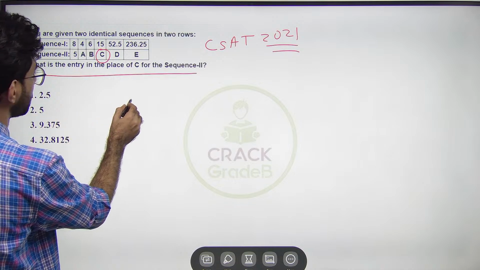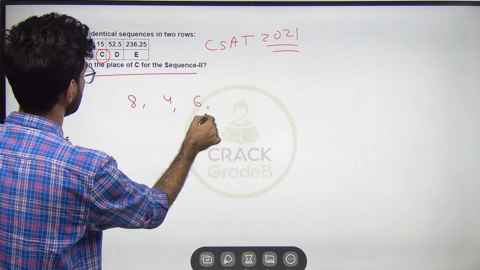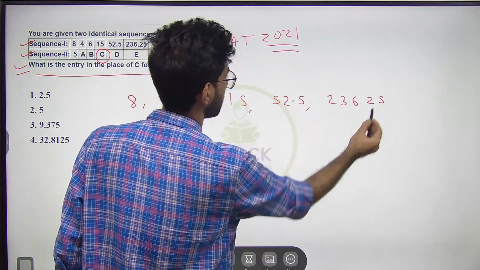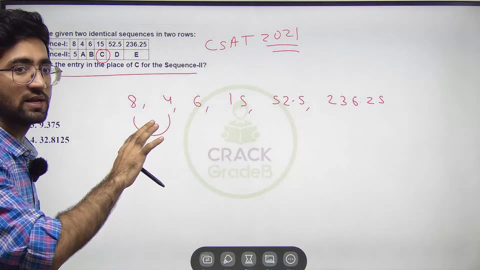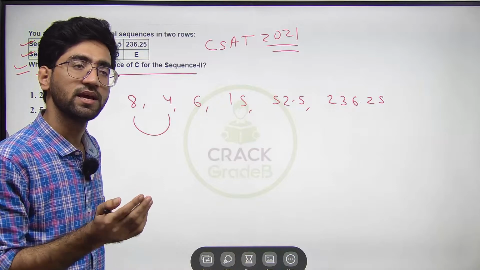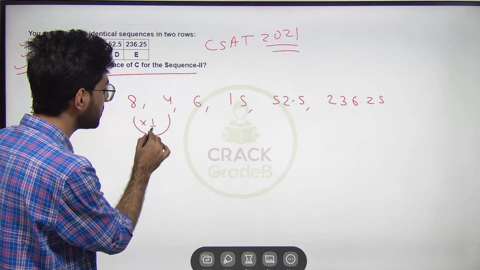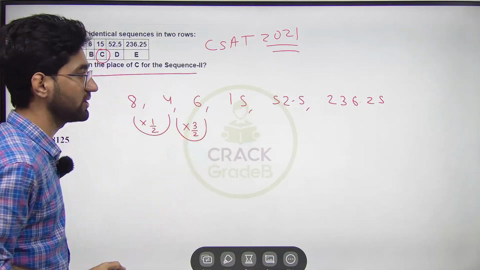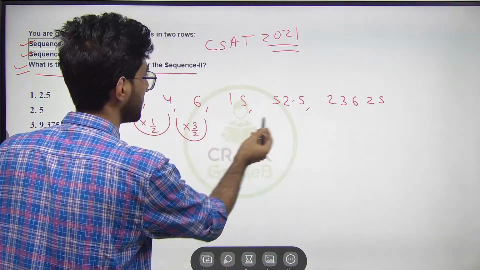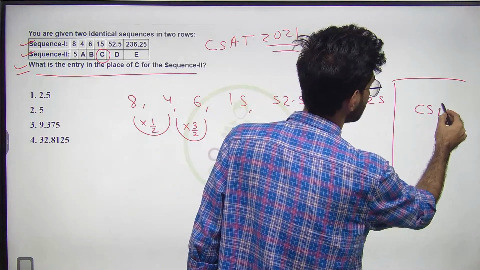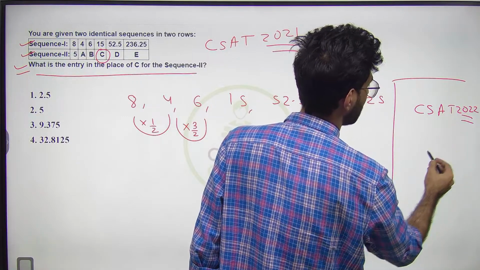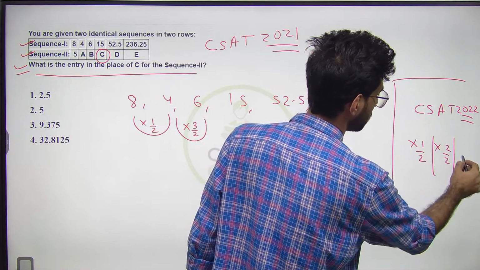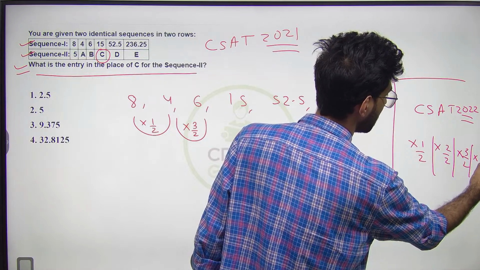Now let us look at sequence 1. This is 8, 4, 6, 15, 52.5 and 236.25. If you are good at calculation, if you have some kind of obsession with numbers, you will find that 8 into 1 by 2 is equal to 4. You will be able to find the next step, into 3 by 2. Just recall, we solved a question earlier in today's lecture that was asked in CSAT 2022 probably: into 1 by 2, into 2 by 2, into 3 by 2, into 4 by 2.